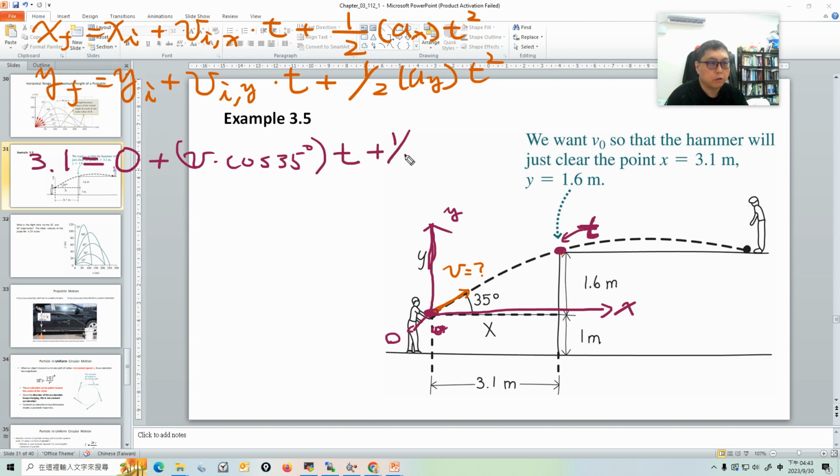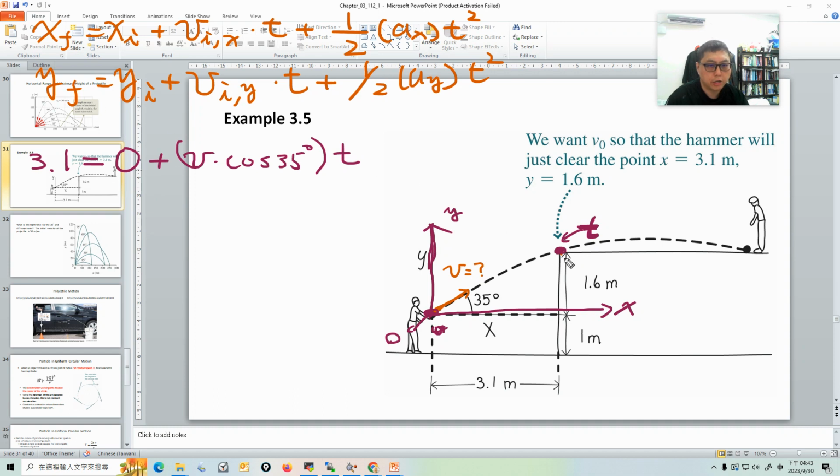Plus 1/2 times the acceleration in the x direction. Because this is projectile motion, which only has acceleration in the y direction, it's 0, so we can ignore this term. It's pretty good; we don't have to write many terms.